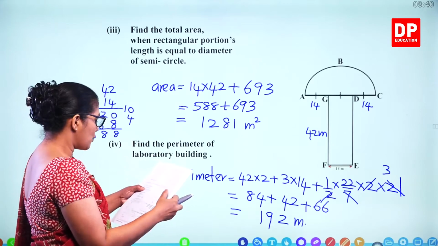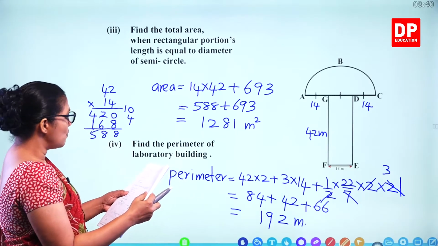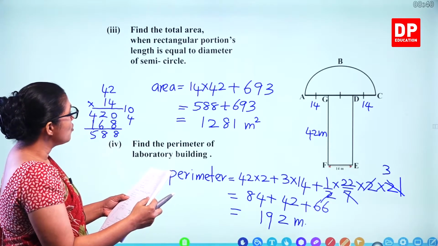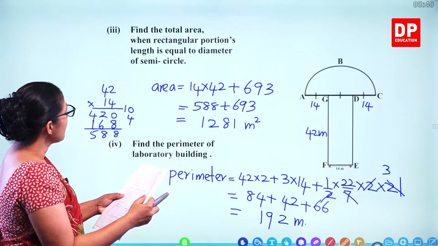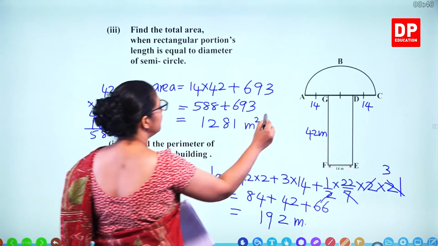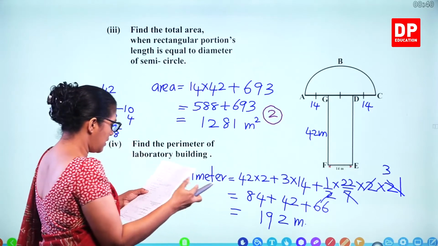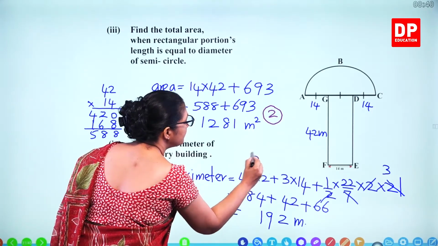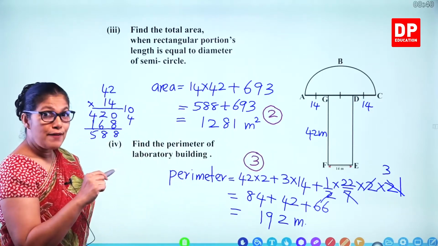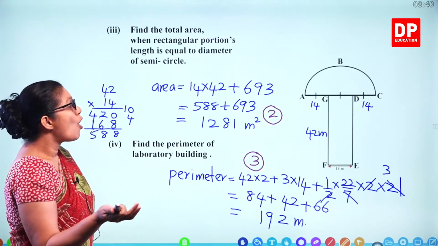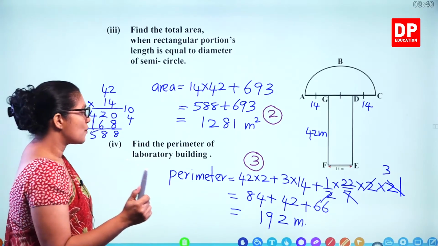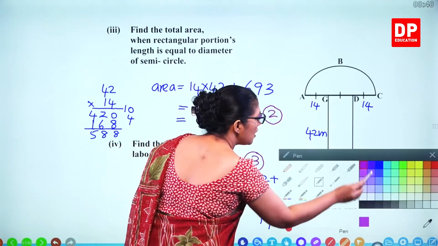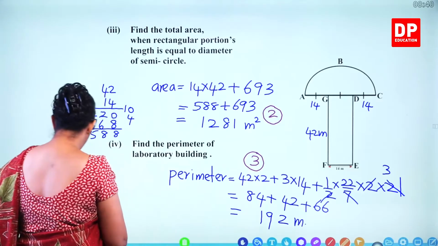So, how many marks for that? 1281 square meters. So, you get 2 marks here, and 192 meters, that's 3 marks. So, this is 5 and previously we gave 5 marks, altogether 10 marks for this question. Now, take the next one.